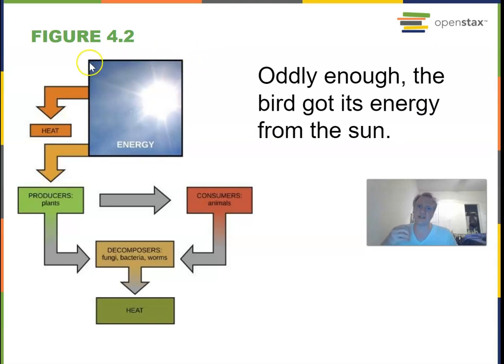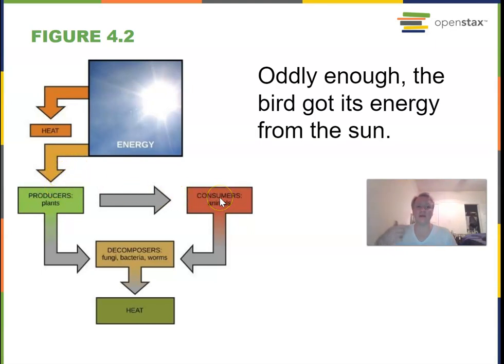So the sun strikes Earth, and a lot of the sun's energy is just released as heat, which we're going to talk about in a little bit when we start talking about the laws of thermodynamics. But some of that energy goes into producers. It goes into plants. Those plants take that energy and they convert it into sugars. And we're going to be discussing this idea shortly as well. But energy from the sun goes into plants, which convert it into sugars.